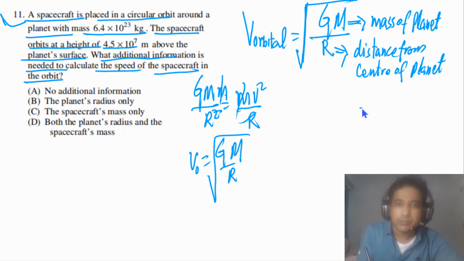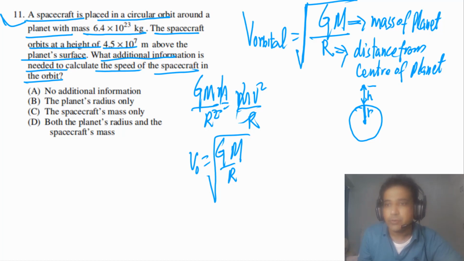So in this case simply we can sketch. We have this beautiful planet. So let's say the radius of this planet is equal to small r, and the satellite is orbiting, spacecraft is orbiting at this point. In the question we have this height. This height is given to us, so we can say this height is h, and this is given to us in the question.